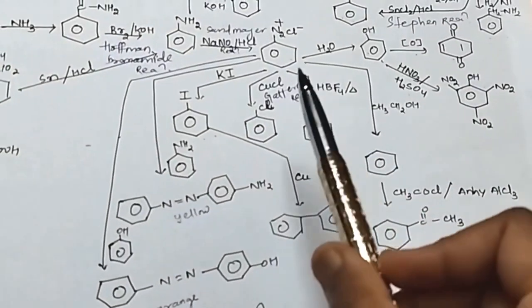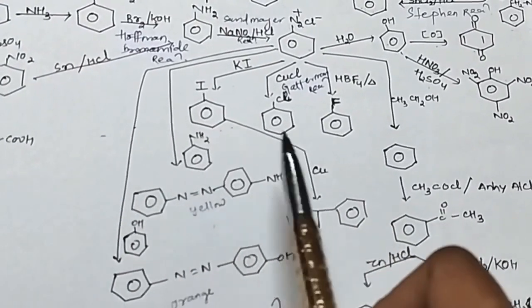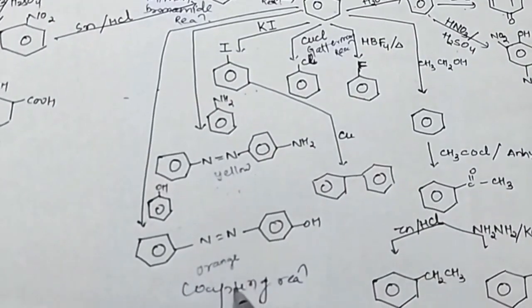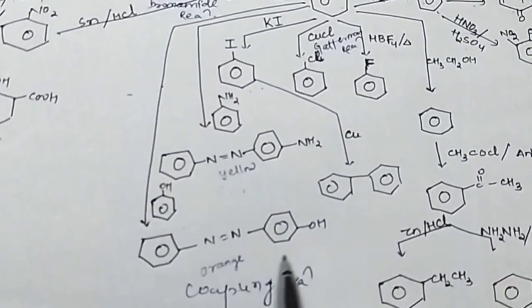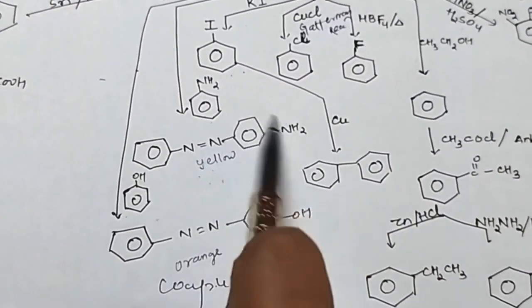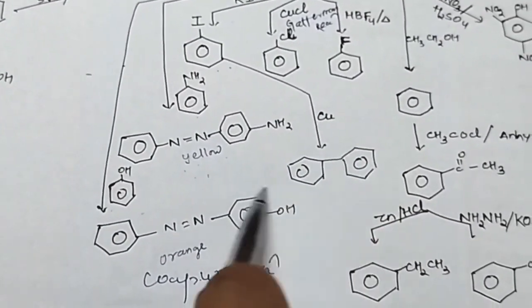When benzene diazonium chloride is treated with aminobenzene, then yellow color dye is formed, and the name of the product is para-aminoazobenzene. And when it is treated with phenol, then orange color dye is formed, and the name of the product is para-hydroxyazobenzene. And this reaction is known as coupling reaction. When iodobenzene is treated with copper, then biphenyl is formed, and this reaction is known as Ullmann reaction.